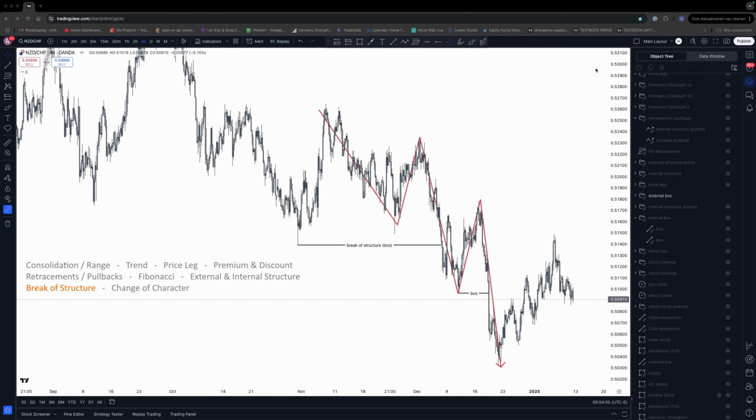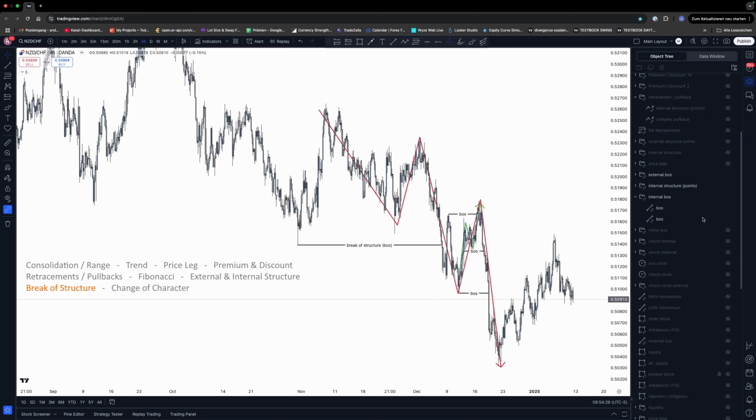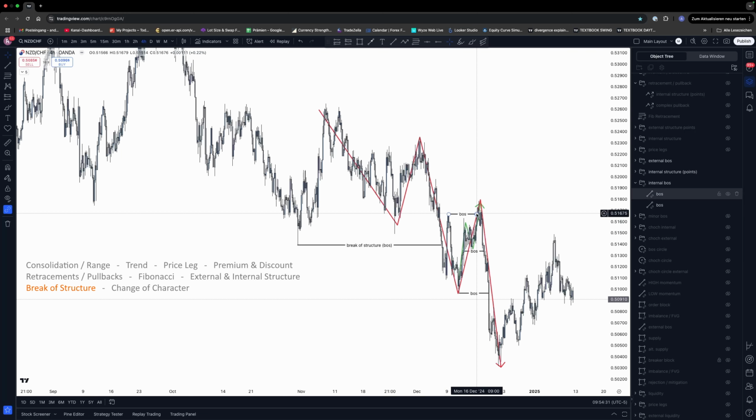Then of course we have the same with internal structure. So we have obviously also our internal structure here, and we can see that we, for example, break above this high here, which is a break of structure, and then we break below this low, which is also a break of structure. So these are internal breaks of structure, and this one is actually trend flipping.